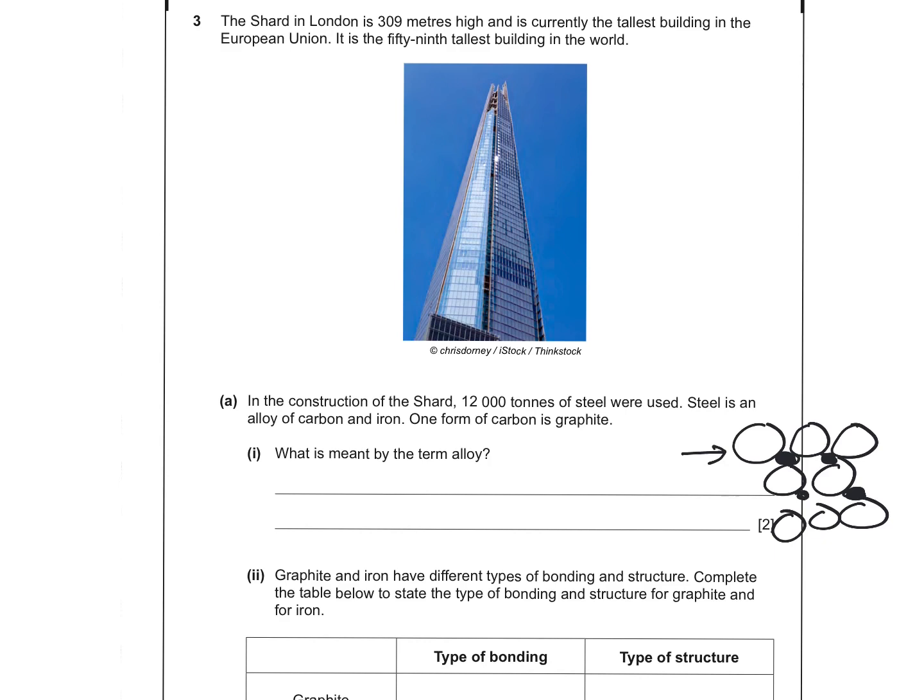So in terms of the definition then, an alloy is a mixture of elements, at least one of which is a metal. So there has to be a metal present. There can be two metals, can be a metal and a non-metal, but say at least one of the elements has to be a metal. So just make sure you don't say it's a mixture of metals. You'd only get 1 mark for that.